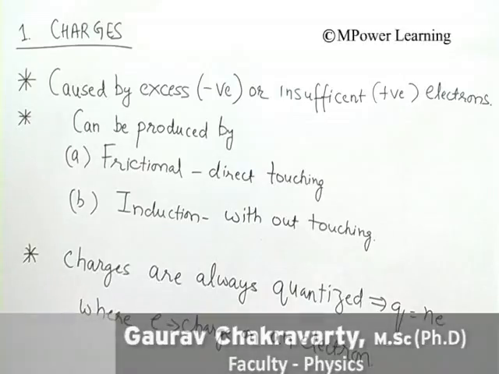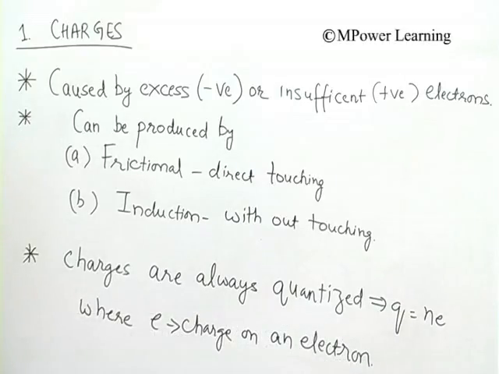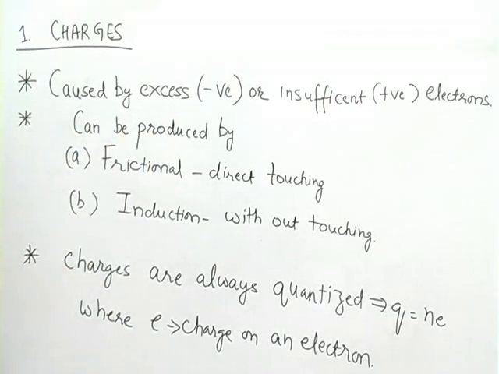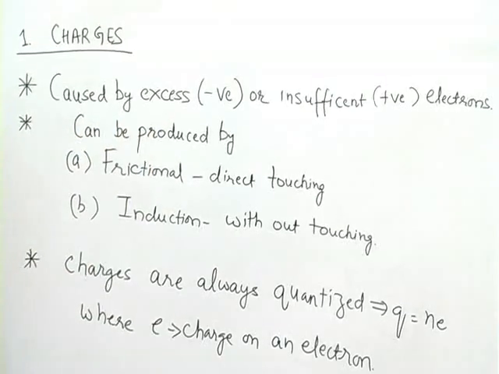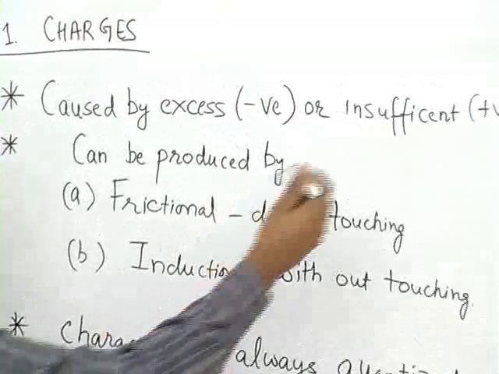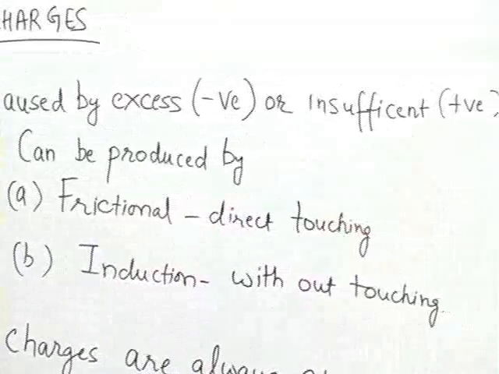So the first concept that you have in physics in class 12th is this concept called charges. Now the basic important points regarding charges is, number one, how is charge created? Charge can be created either by excess of electrons in a material, that means electrons come from outside and go into the material, or by withdrawal or insufficient number of electrons in the material.